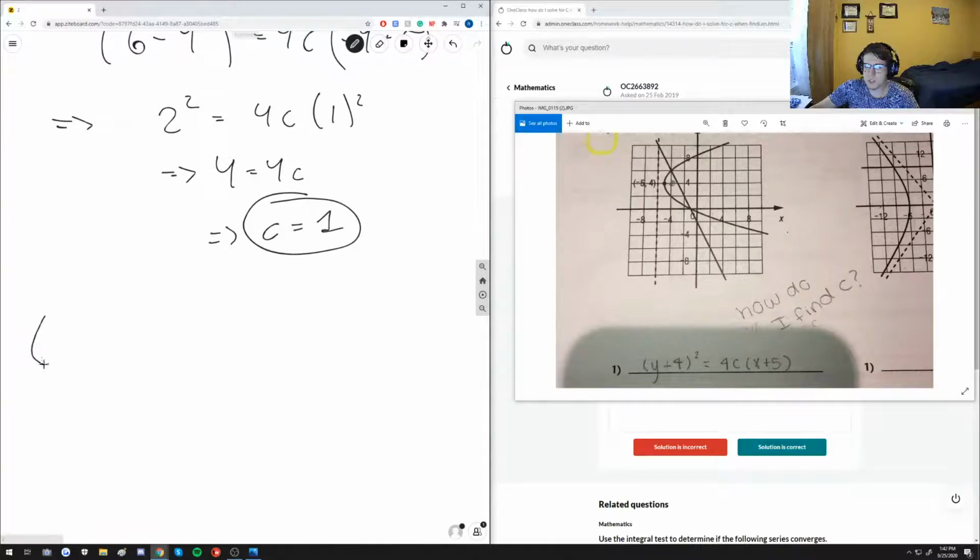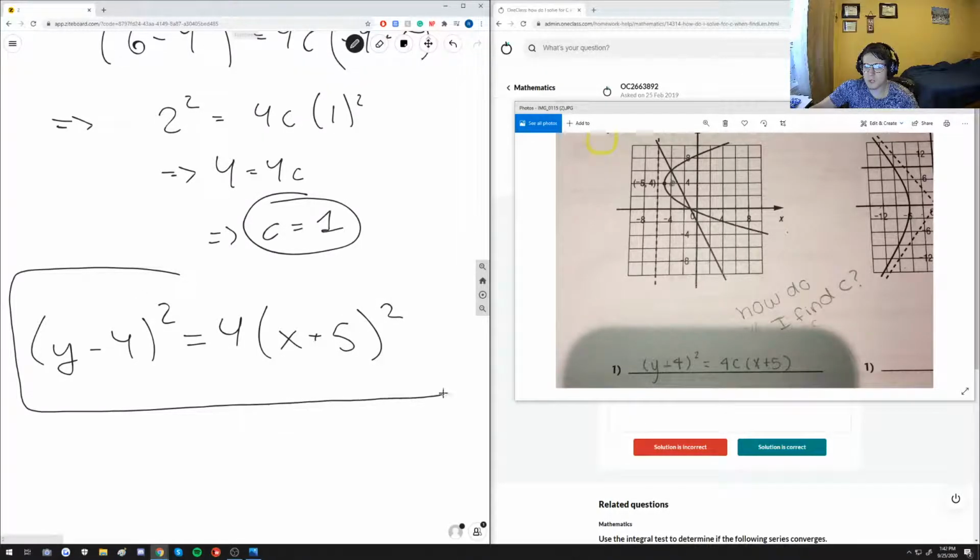So ultimately, our final equation of the parabola is going to be 4 times c, which is 1, so I'm just going to leave it as 4, times x plus 5 squared. So this is it right here.